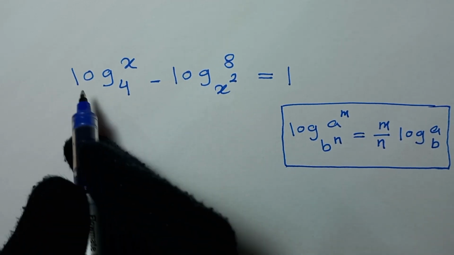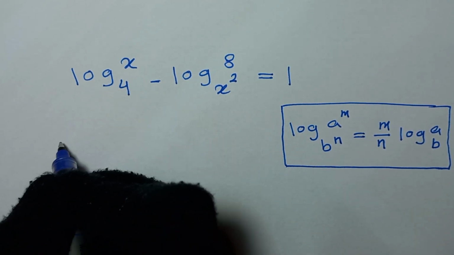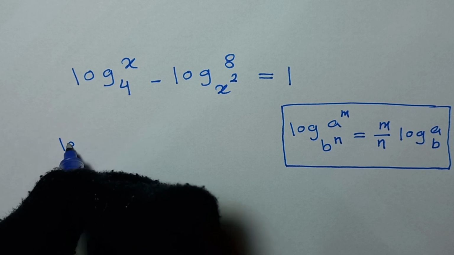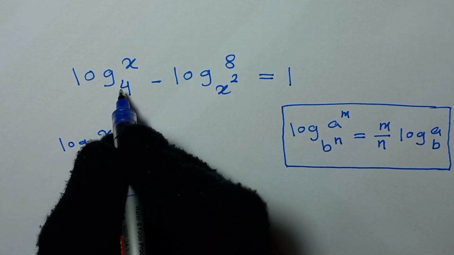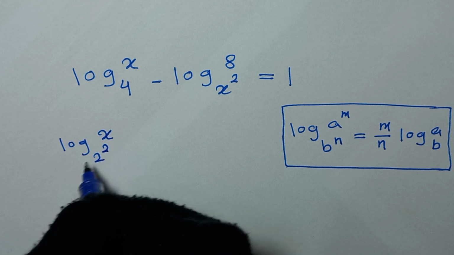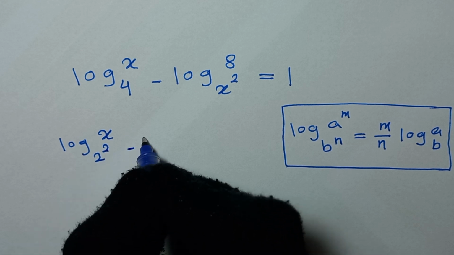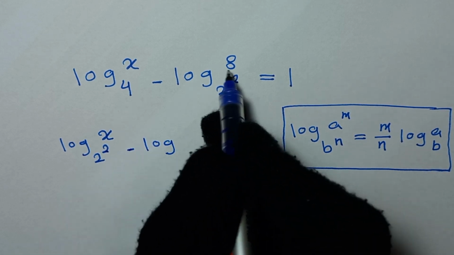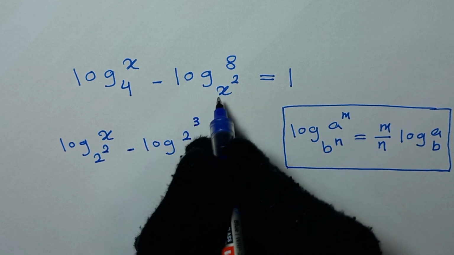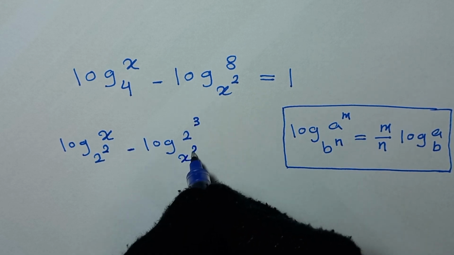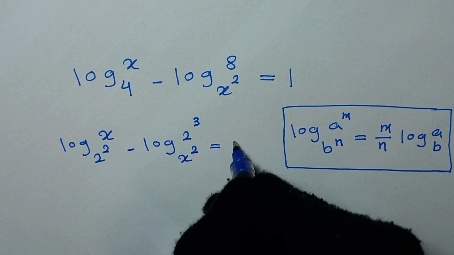So in here, we can write this as log of x to base 4. We can write 4 as 2 to the power of 2, right? And minus log of, in here we can write 8 as 2 to the power of 3, over x to the power of 2, is equal to 1.